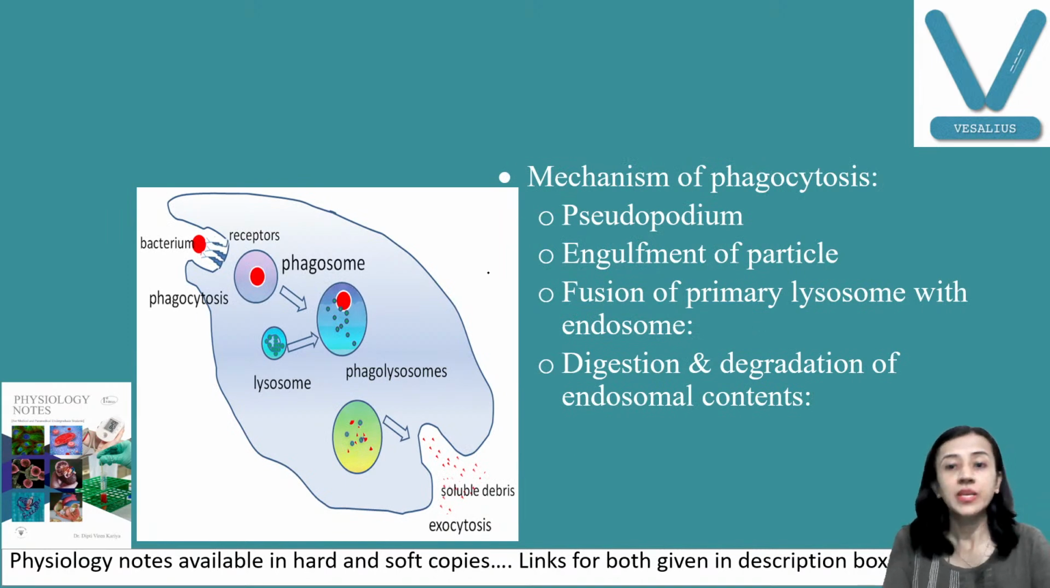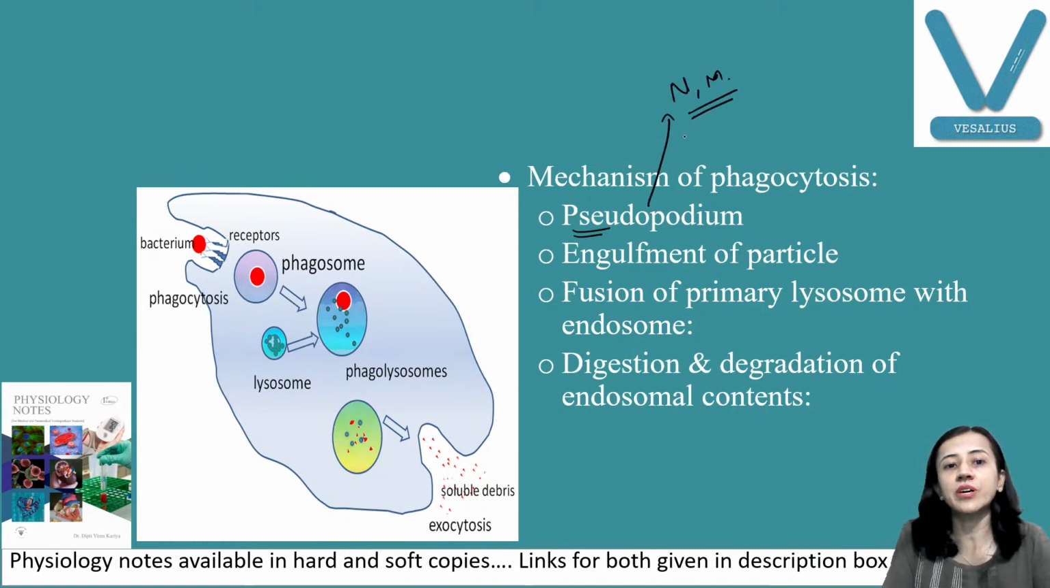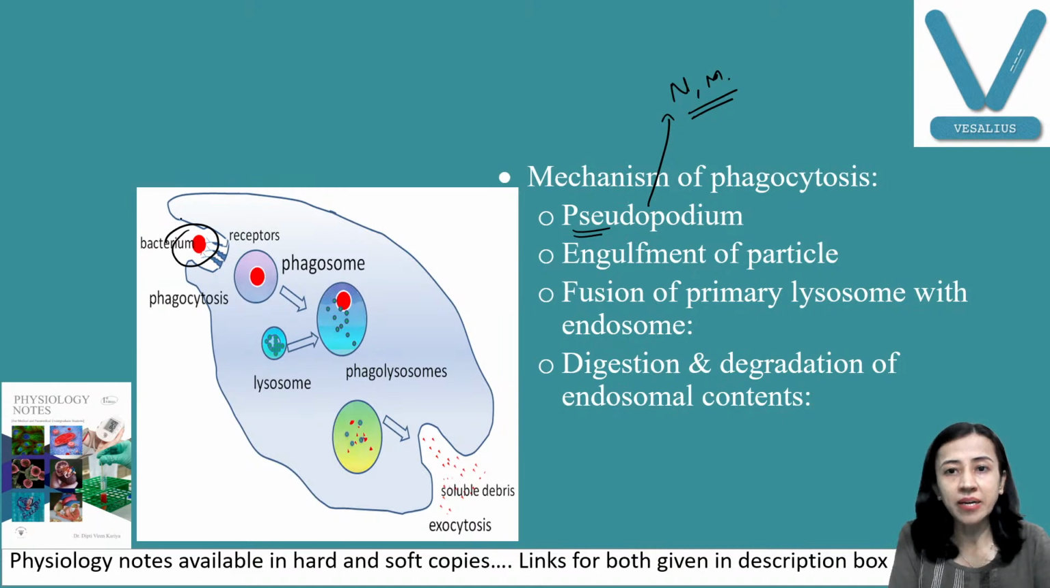What happens here? First step is pseudopodia formation. Pseudopodia means projection from the cell membrane. The phagocytic cells, as we have discussed, neutrophils and macrophages, first produce pseudopodia. Pseudo means false, a projection from the cell, around the bacteria or foreign particle. Now these particles are engulfed by this phagocytic cell. You can see this kind of vesicle is formed as both sides of the cell membrane fuse, and there is formation of a vesicle containing bacteria or foreign particle.